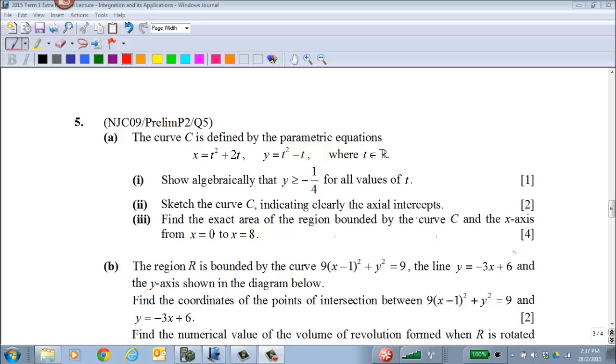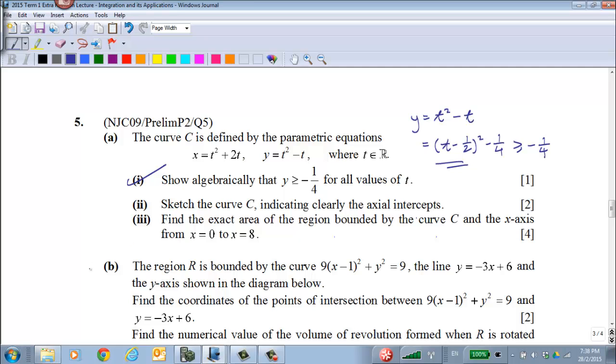Okay, for question 5, how to do this question is that we are given the parametric equations. For the first part, how to show that y is more than or equals to minus 1/4: we will take the parametric expression for y and complete the square, and because this squared part is always non-negative, we can claim that y is more than or equals to minus 1/4. So part 1 will be done.